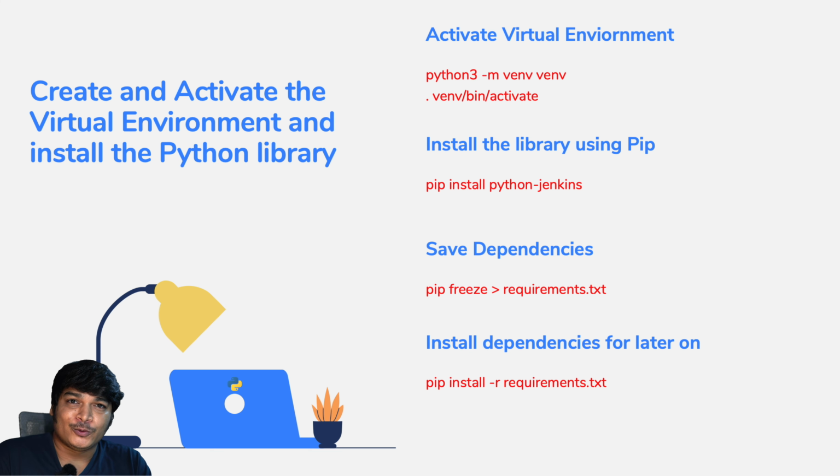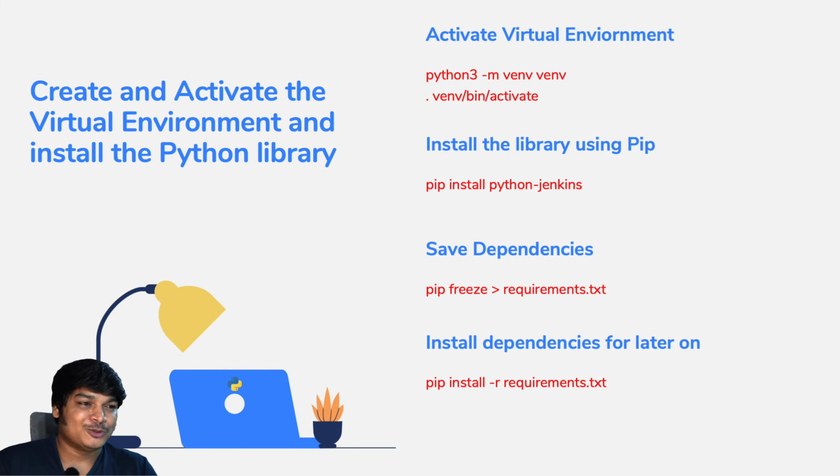And the first thing we'll do is set up our Python virtual environment. So let's do that. To create and activate a Python virtual environment, you first run python3 -m venv venv, then you activate it via dot venv/bin/activate. After you're done with that, you will install the python-jenkins library using pip install python-jenkins. It's standard practice to save or freeze the requirements so that other people can use them. Later on, suppose you are sharing this project with anyone, they can simply run pip install -r requirements.txt, and they will be able to install all the dependencies needed for this project.